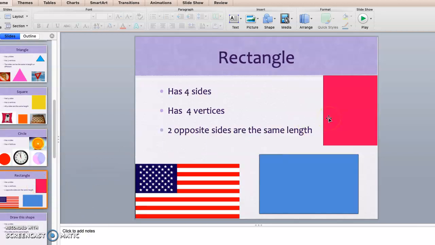And our last shape that we're going to talk about today is our rectangle. Our rectangle also has four sides and four vertices, just like our square does. But the thing that makes a rectangle different is that two opposite sides are the same length. So when we look at the blue rectangle, you can see that the sides aren't the same size. So like in our American flag or in money, they aren't the same length. They have two sides that are shorter and then two sides that are longer.